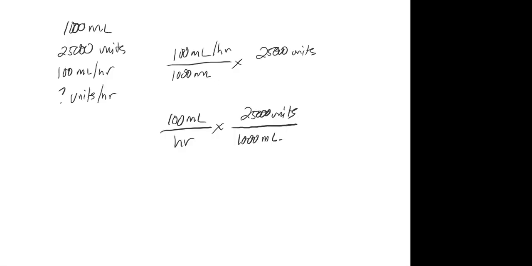The reason I like to show it this way again is because now I can eliminate the units that I'm getting rid of, the milliliters, and I'm left with units per hour, which is what the question was asking for. And then when you do your calculations, you just do 100 times 25, and you get 2,500 units per hour, which sounds like a lot.